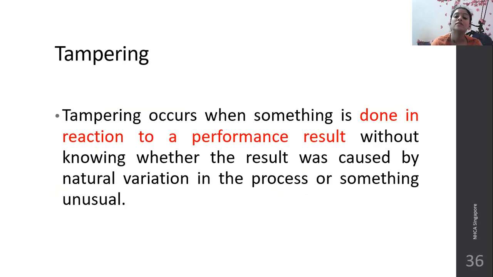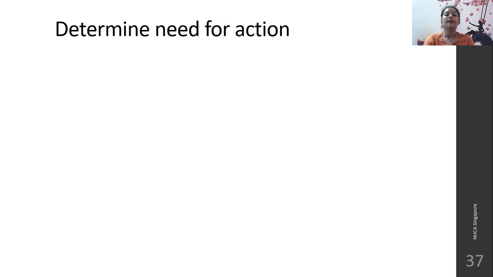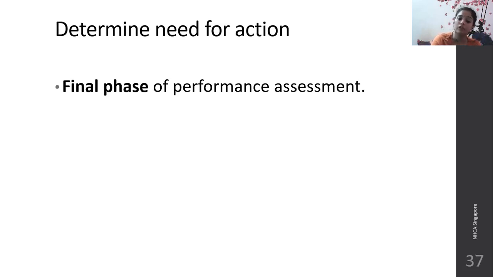Tampering. Tampering occurs when something is done in reaction to performance results without knowing whether the result was caused by natural variation in the process or something unusual. The meaning here is you purposefully make some changes in your process, keeping in mind that your performance result should be good. Okay, so that is unjust. That should not be done. Purposefully changing some attributes of your process just to get a good performance result is called tampering, and it will affect the performance evaluation.